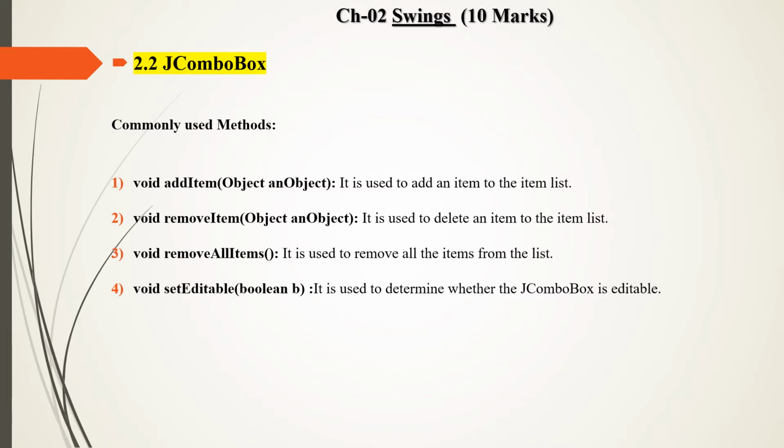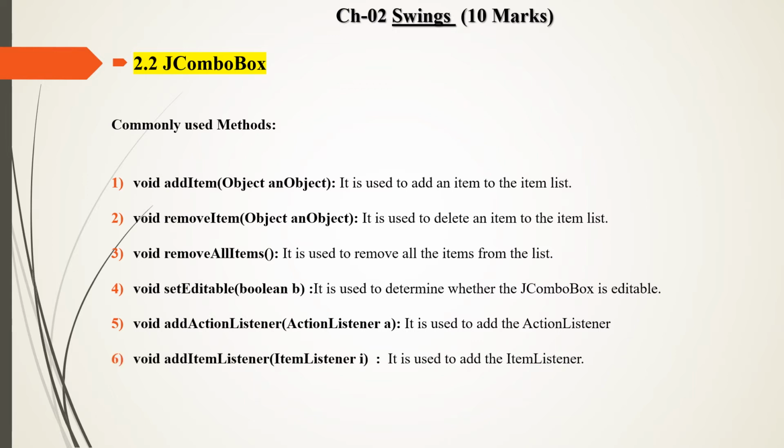The fourth method, void setEditable, which has one parameter, boolean true or false. This method is used to determine whether the JComboBox is editable or not. If we pass true, then it is editable, and if we pass false, then it is not editable. Then the next method is void addActionListener, which has one parameter, an object of ActionListener. It is used to add the action listener. And the last method, void addItemListener, which has one parameter, an object of ItemListener. It is used to add the item listener in the application.